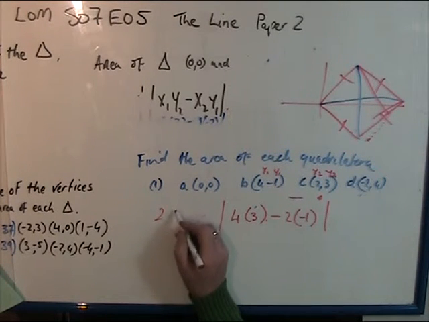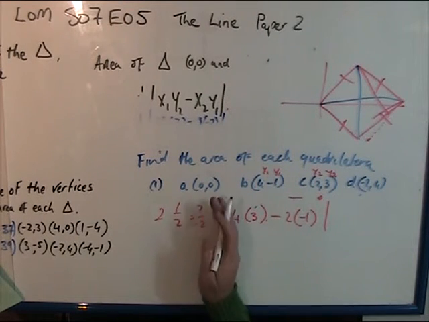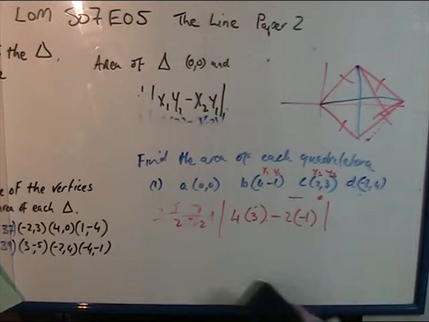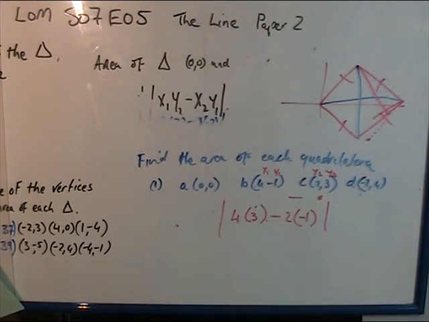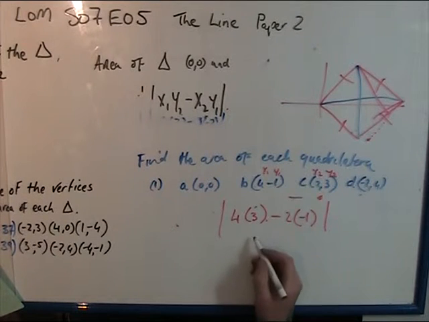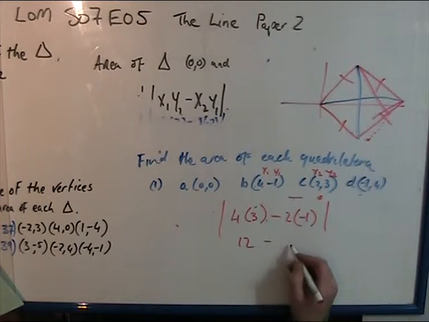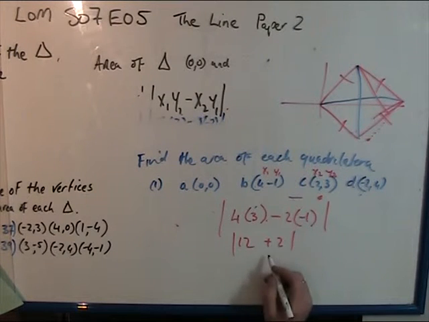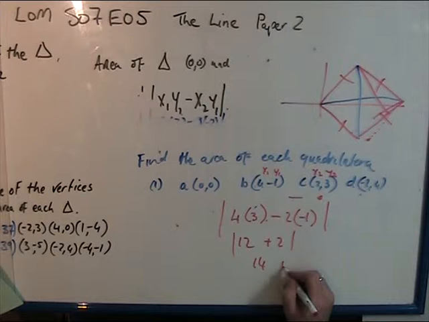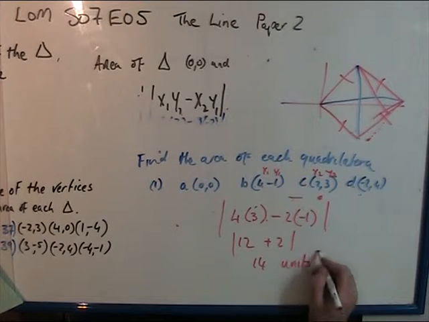So I'll just explain that again. 2 times 1 is 2, 2 over 2 is 1. There's no need to put the 1 there. So this is giving me the area of the parallelogram. And I sort this out, and this works down to 4 3s is 12, minus minus 2, good. 12 plus 2 is 14, so that's 14 units squared.